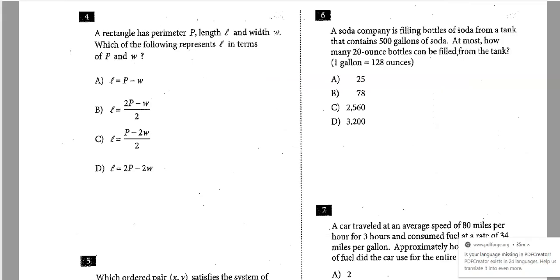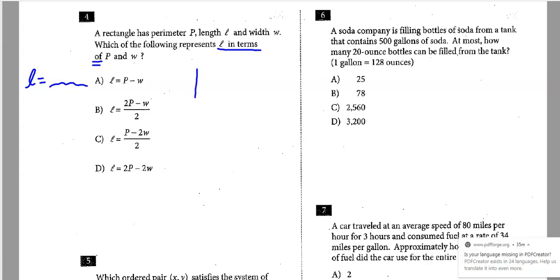All right, number 4, a rectangle has a perimeter P, length L, width W. Which of the following represents L in terms of P and W? So they use this expression a lot, in terms of. That just basically means that they want you to write it as L equals a bunch of stuff. So we've got to set up an equation, then solve it for L.